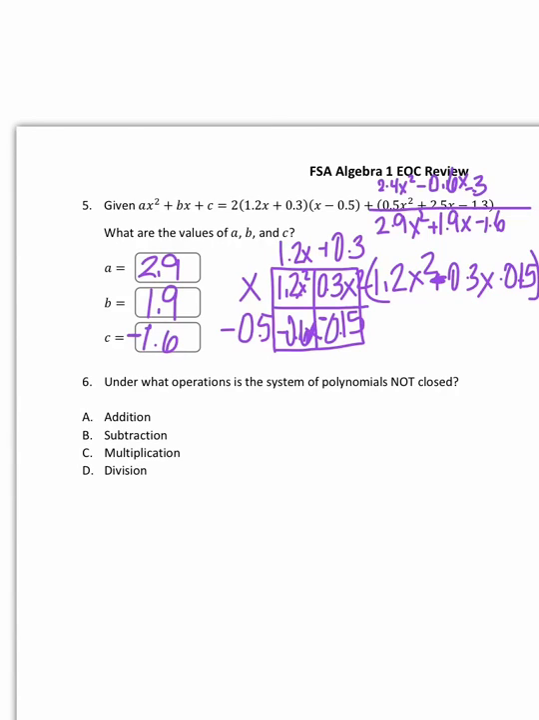Then it asks, under what operation is the system of polynomials not closed? So the only operations of a polynomial that make it closed are addition, subtraction, and multiplication. And the reason for that is because when something is closed, it means that it's going to produce another polynomial. So with this one, division is the only one that would not be closed because I could eliminate the polynomial.